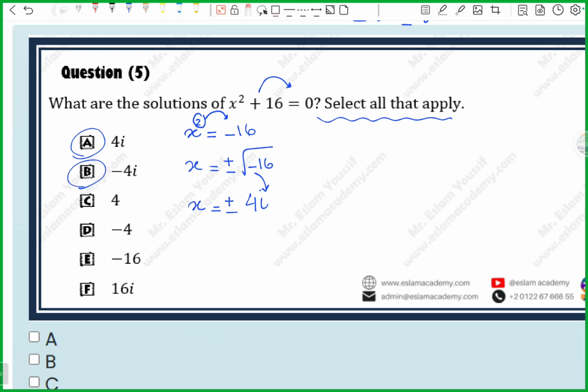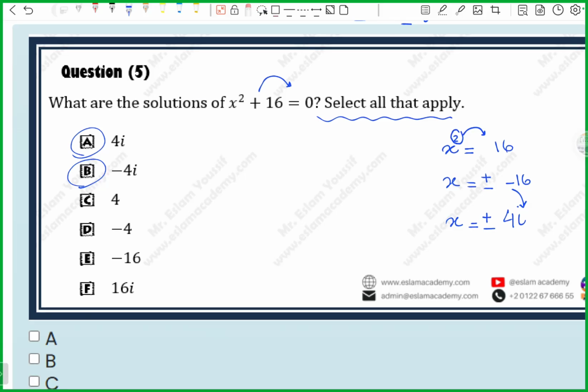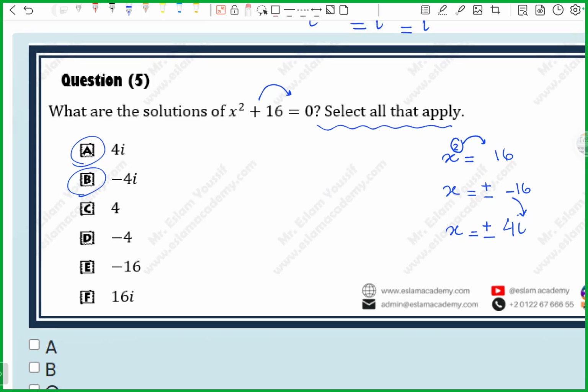If you tried the factoring method, would you still get i? Yes. What is the type of factorization that we have here? You remember the factorization. To factorize, step number 1, find the common factor. Is there any common factor here? No, so we need to go to the next step. What is the next step? Identify how many terms.